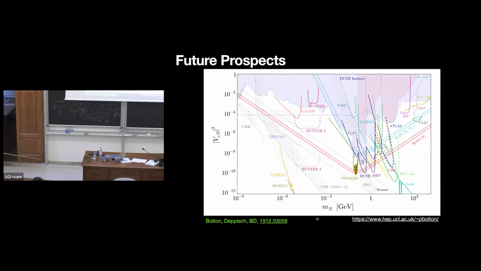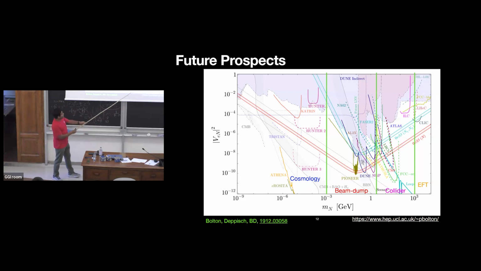Now, what is the future prospect? So this is the future prospect. Again, I have these four lines over here, and again, this is a very busy plot. But if you focus on this collider part, then there are two types of searches over here. One is happening in this direction, where you have low masses and very small mixings. In that region, your HNL is long-lived. Okay, so you do a long-lived search.